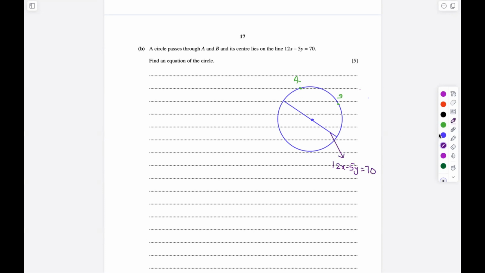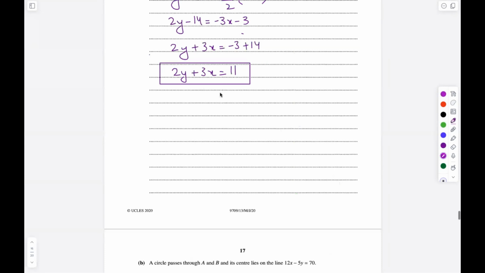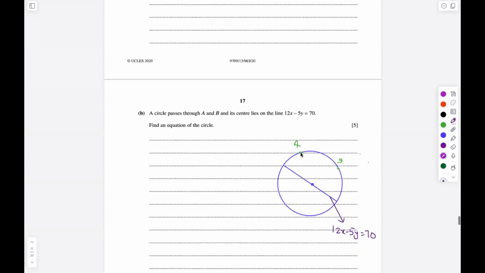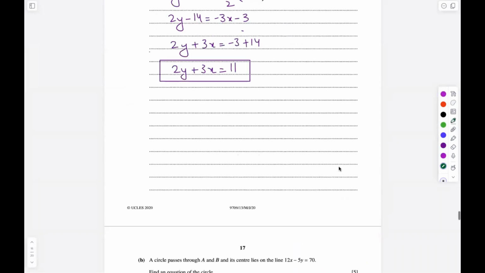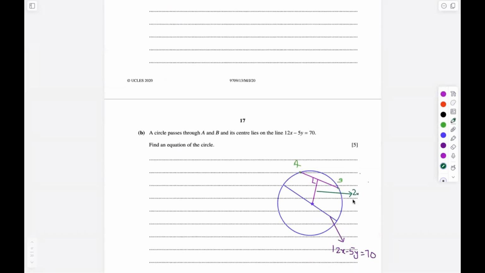Now in the previous part, we found that the perpendicular bisector of AB had the equation 2y + 3x = 11. And if we have 2 points on the circumference, and we make a perpendicular bisector from this point till the center, it basically makes a right angle up here. As we already have the equation of this perpendicular line, which was 2y + 3x = 11, if we solve these two equations simultaneously, we'll be able to find the coordinates of the center.